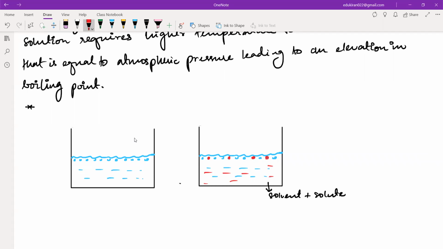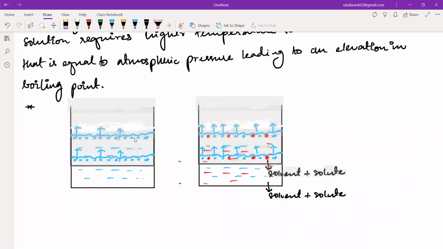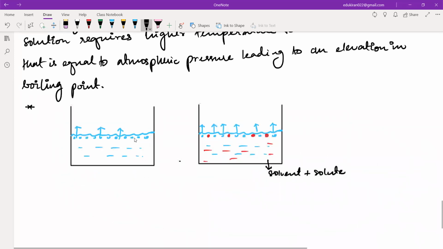Now, as you can easily see, the only molecules which will be evaporating or escaping the liquid will be the molecules which are present on the surface. Now, once we add some solute particles, what is going to happen? The number of solvent particles present on the surface of the liquid will be lower. They will be less, right? And that is why the number of vapor molecules forming will also get lowered, and that is why the vapor pressure will be lower. Is that understood? Yes or no? Please tell me.